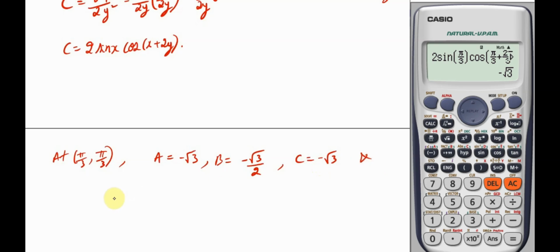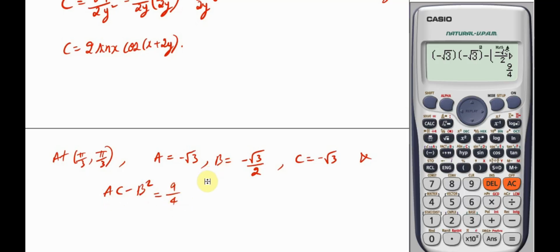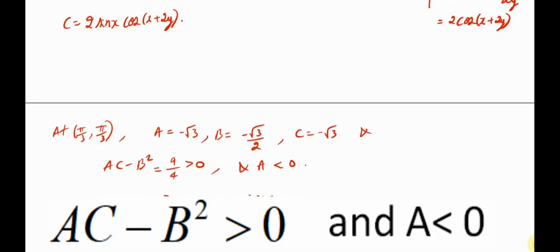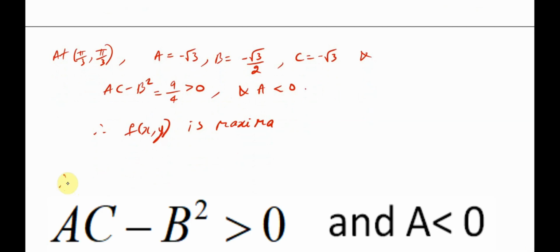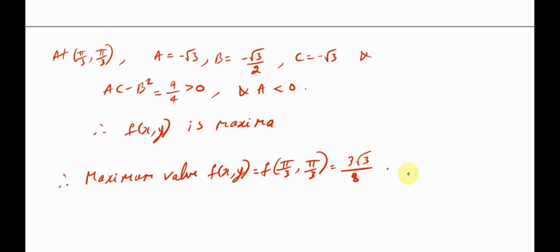And now I am going to simplify in this condition, that is AC minus B², which is equal to 9/4. You can do it in the calculator. You can just see it is always greater than 0. And please remember here A. What is A? A is less than 0. Therefore, we say f(x,y) is maxima. So if the function is maxima, you have to find the maximum value. So therefore, maximum value of f(x,y) is equal to, so you can substitute in the calculator and see the value we get here. This is 3 root 3 divided by 8. You can just check in the calculator.